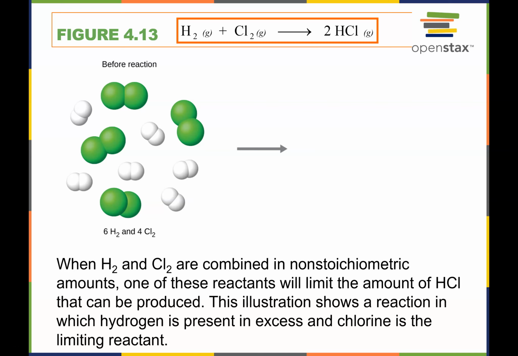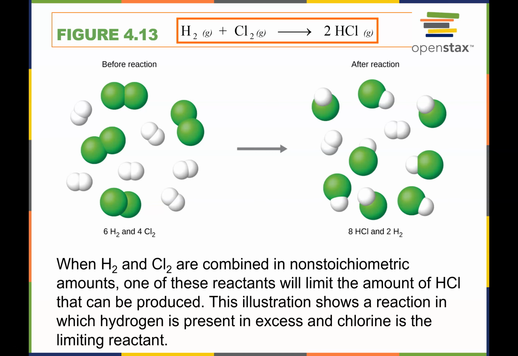If we have 6 moles of H2 and 4 moles of Cl2, which one are we going to run out of first? I think the Cl2. That would make the H2 in excess. This is showing you that the product is HCl, and you can see we have extra H2s left.